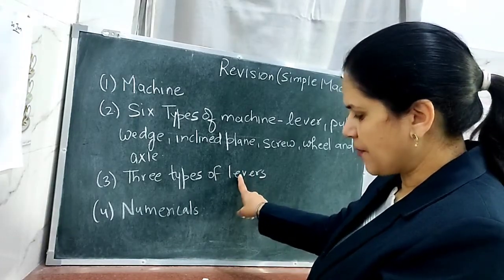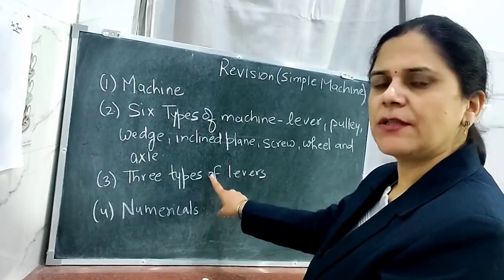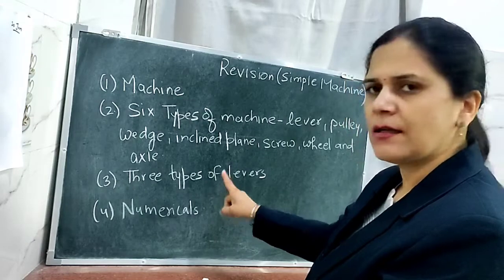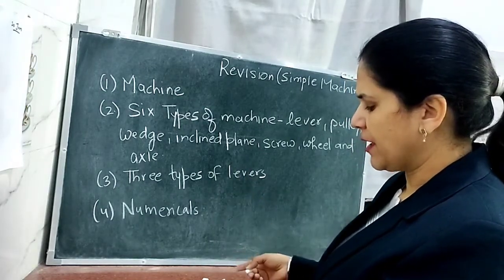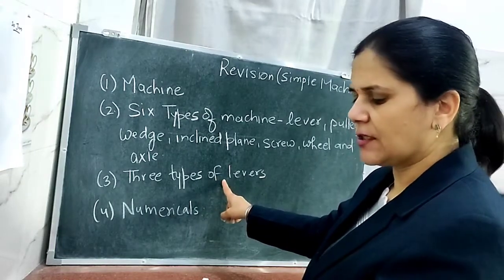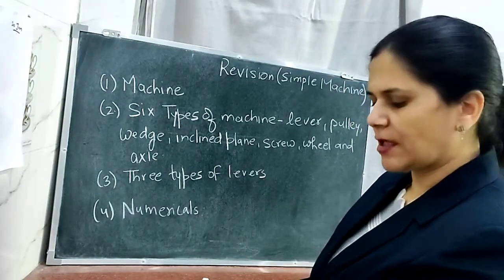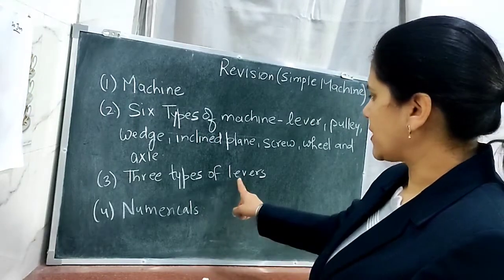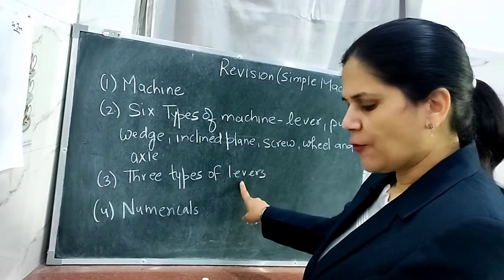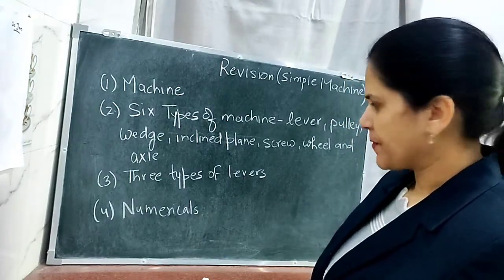In the second type of lever, the load is in between the fulcrum and the effort, and the examples are nutcracker, wheelbarrow, etc. And what is the third type of lever? In the third type of lever, the effort is lying between the fulcrum and the load. And what are the examples of the third type of lever? A pair of tongs, forearm holding a load, sugar tongs, forceps, etc.